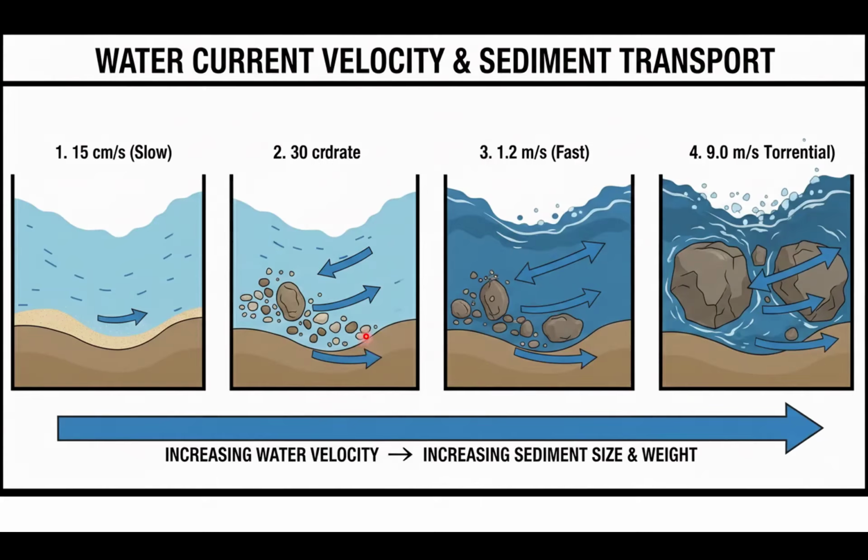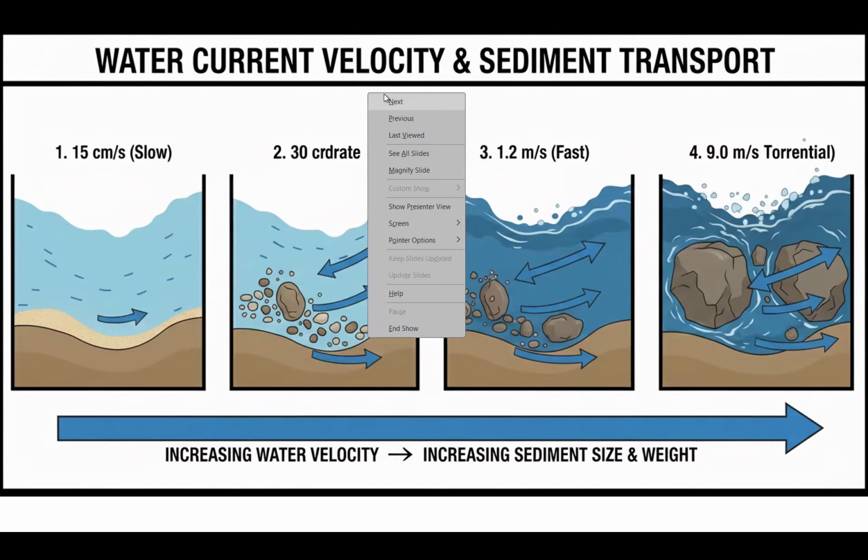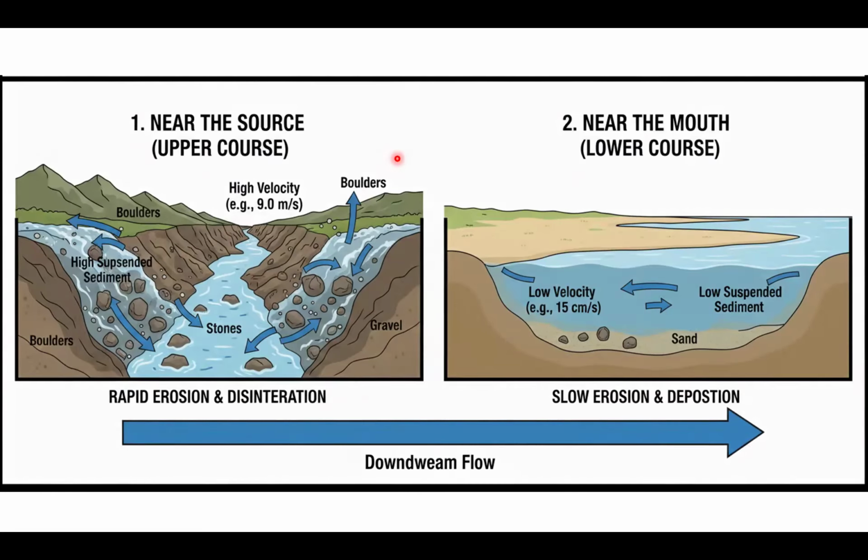The greater the amount of suspension matter, the quicker will be the disintegration. So if the dispersion of suspension is more, the disintegration will be more. This is the reason why the disintegration of rocks is greater near the source of the river as compared to the mouth of the river. That means at the source of the river, disintegration will be more as compared with the mouth of the river.